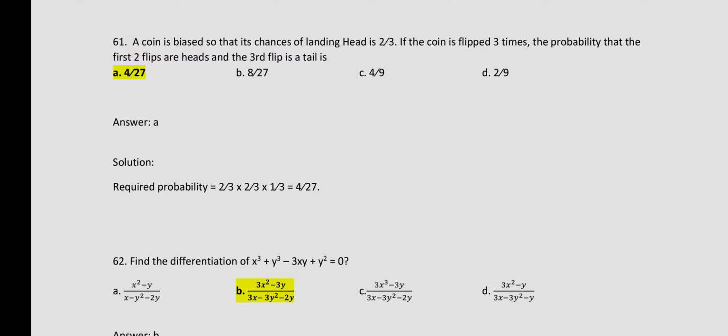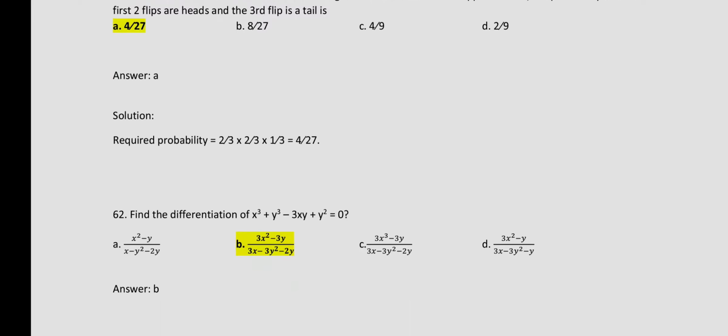Kasi yung pangalawang trial mo, yung pangalawang flip mo doon is dalawang head ulit ang lumabas. Sa pangatlo is isa na lang. Kaya, 2/3 times 2/3 times 1/3. Ang magiging sagot mo ngayon ay 4/27. So, ganun lang kasimple isolve itong problem na to. So, sige.